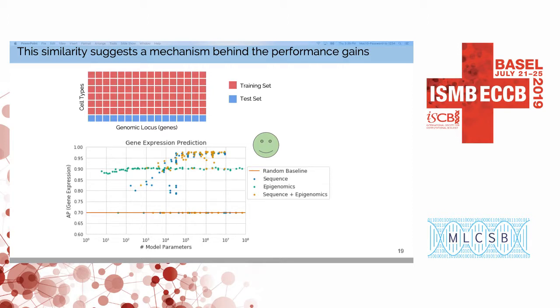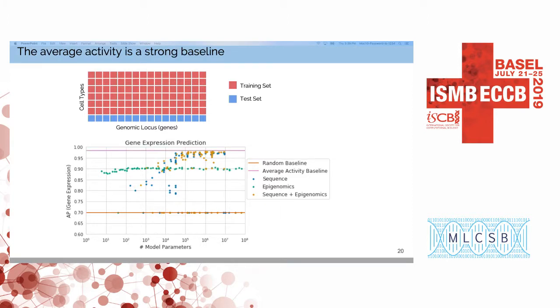Let's take that average activity that we just found. Let's take the average gene expression across all of the training cell types and plot the performance of that. Well, it's right there. It looks like as we're increasing the complexity of our models, we are approaching but not actually beating using just this average activity from all of the training sets. That's because many phenomena are very similar from one cell type to the next.